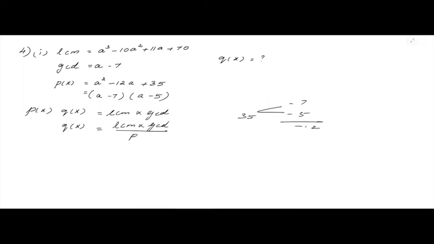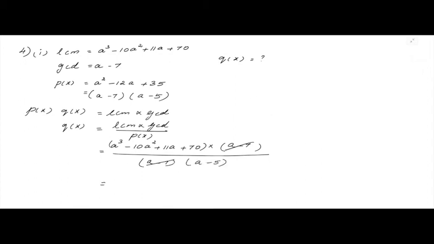And now what is your LCM? It is a power 3 minus 10a square plus 11a plus 70, into GCD, which is a minus 7, whole thing divided by a minus 7 into a minus 5. So you simplify this. Now we'll use synthetic division to divide this.